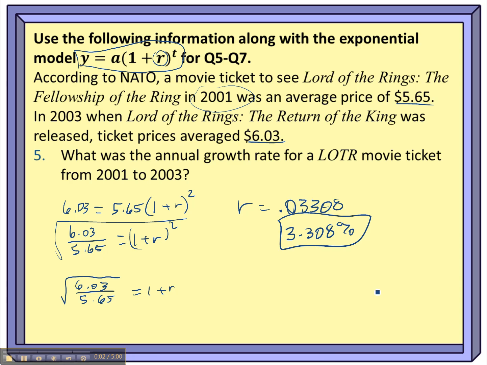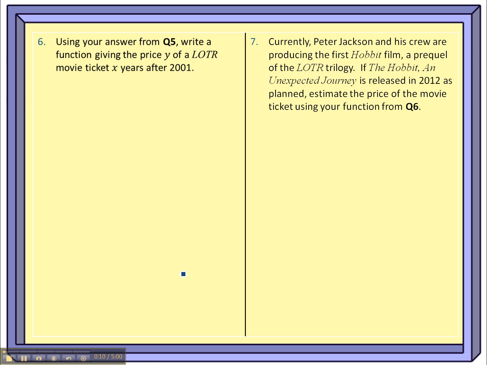Alright, so welcome back to question number 5. We were just about to move on to questions 6 and 7, but before we actually work on them, we're going to have to write an equation for the price of a Lord of the Rings ticket. That's not a problem. But on number 7, we're going to have to use that function in order to come up with the price of the movie ticket in 2012.